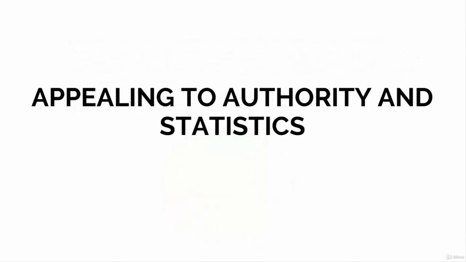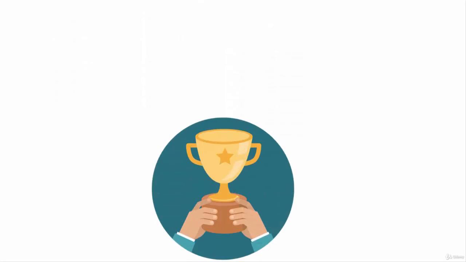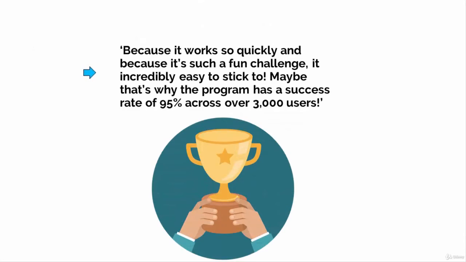But if you want to take it one step further, you can also reference statistics or authority figures. While we all know that statistics are remarkably easy to manipulate, this doesn't prevent them from being very effective tools for persuasion. Follow that last statement up with a statistic, then you make it much more believable and convincing. For instance, because this works so quickly and because it's such a fun challenge, it's incredibly easy to stick to. Maybe that's why the program has a success rate of 95% over 3,000 users.